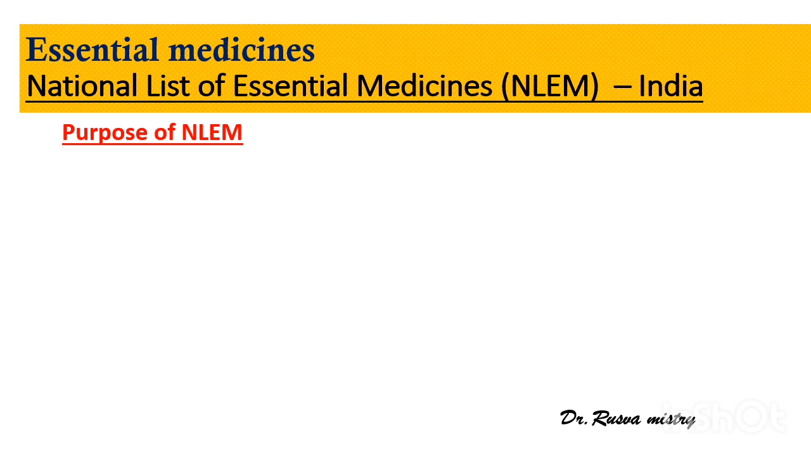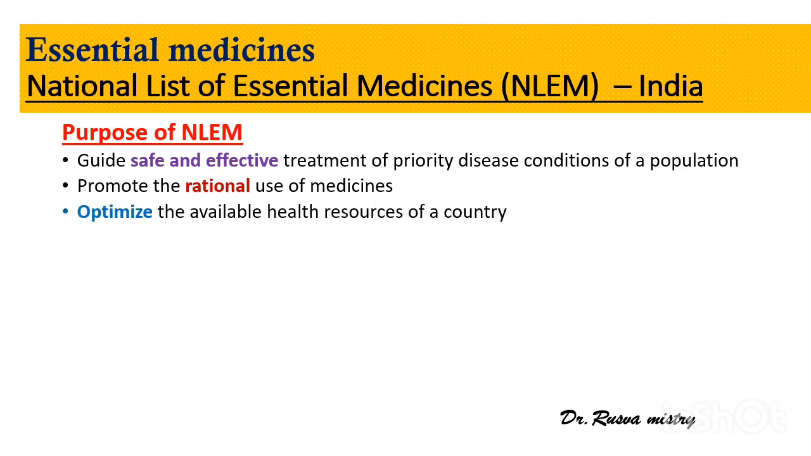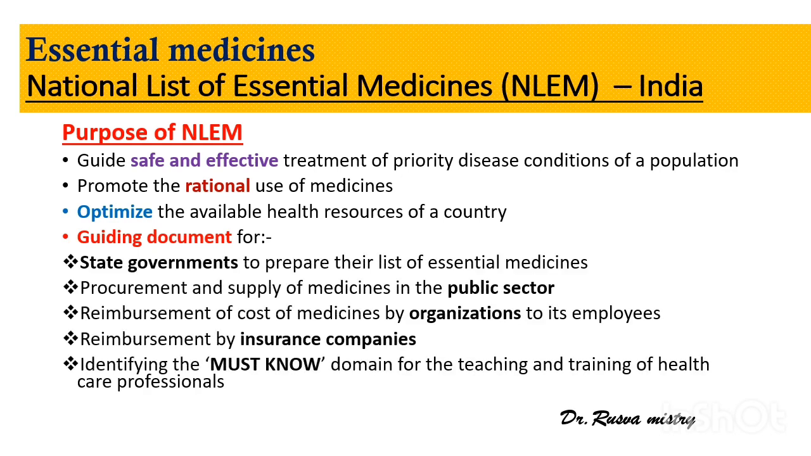Now, what is the purpose of making this National List of Essential Medicines? To guide safe and effective treatment of priority disease conditions of the population, to promote rational use of medicines, to optimize the available health resources of a country, and it provides a guiding document to prepare a list of essential medicines at state level, for procurement and supply of medicine in the public sector, for reimbursement of the cost of medicine by organizations as well as insurance companies, and to identify the must-know domain for the teaching and training of healthcare professionals.